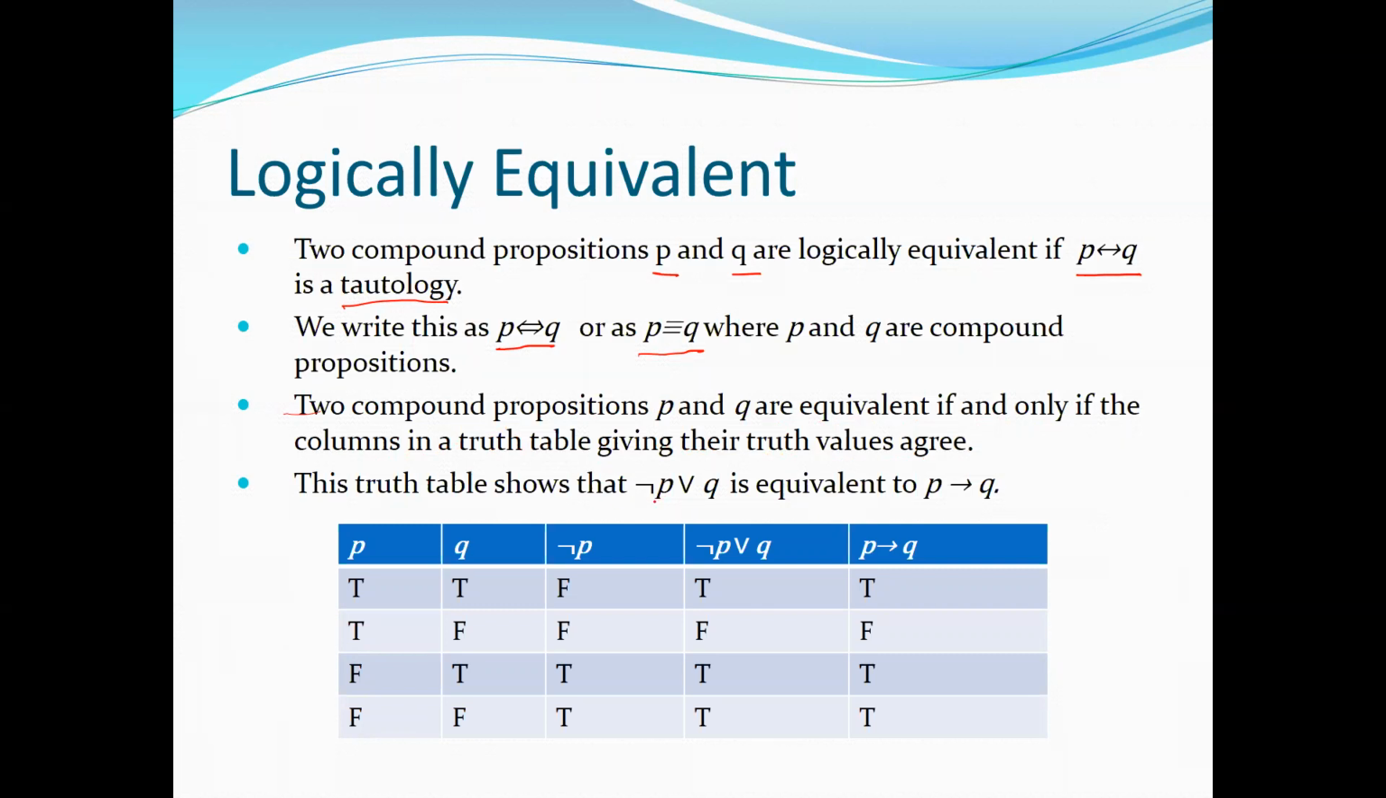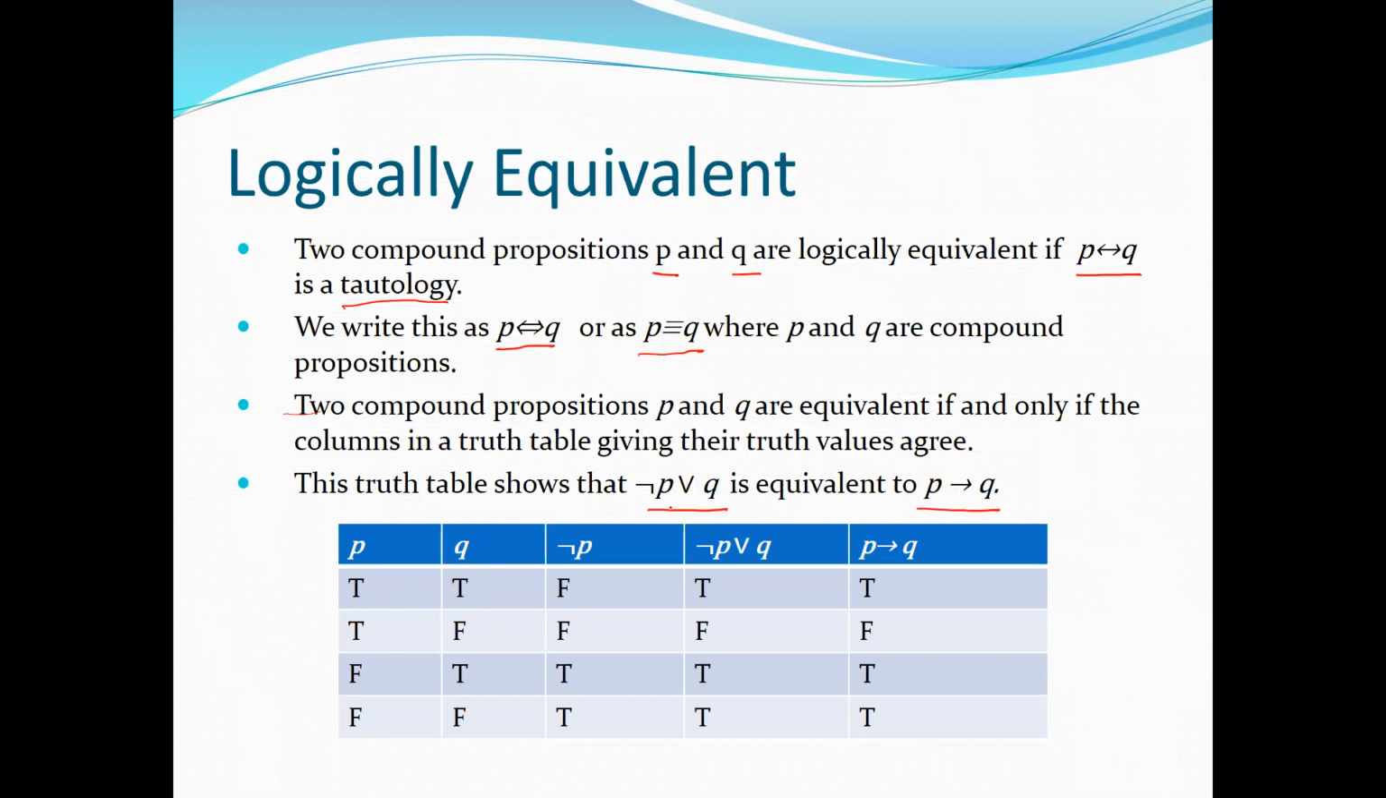So the truth table for not P or Q is equivalent to P implies Q. It says to prove that these two propositions, not P or Q and P implies Q, are logically equivalent. The best way is to have the truth table. So we have two propositions P and Q, and these are the possible combinations: true true, true false, false true, and false false.